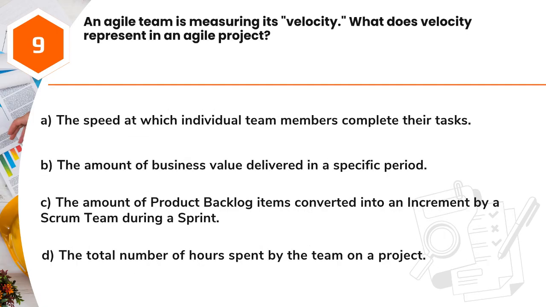Question 9. An Agile team is measuring its velocity. What does velocity represent in an Agile project? A. The speed at which individual team members complete their tasks. B. The amount of business value delivered in a specific period. C. The amount of product backlog items converted into an increment by a Scrum team during a sprint. D. The total number of hours spent by the team on a project.